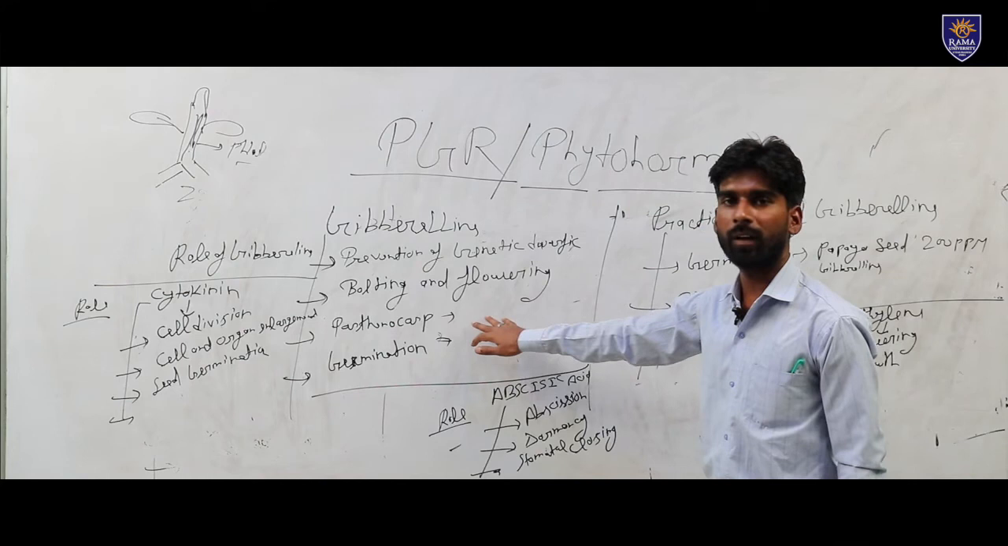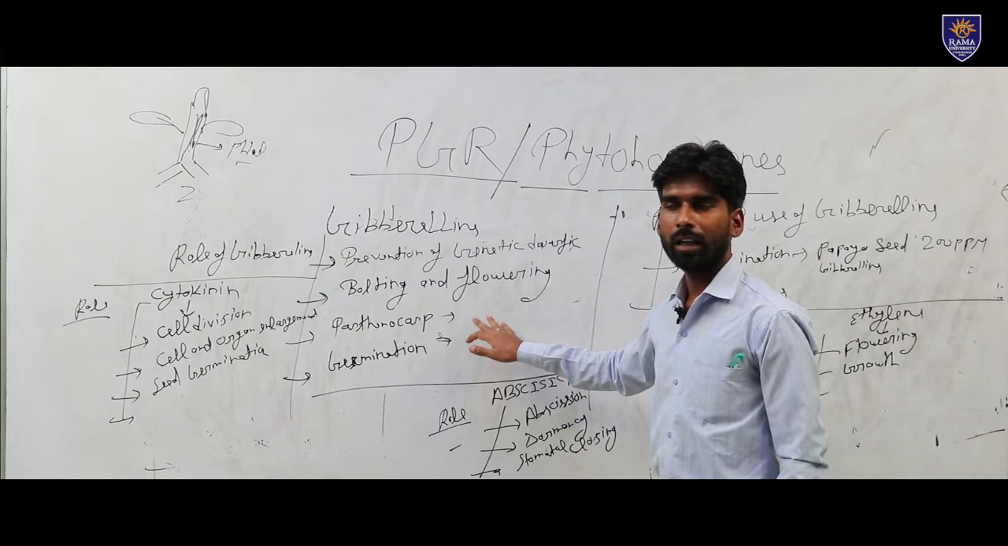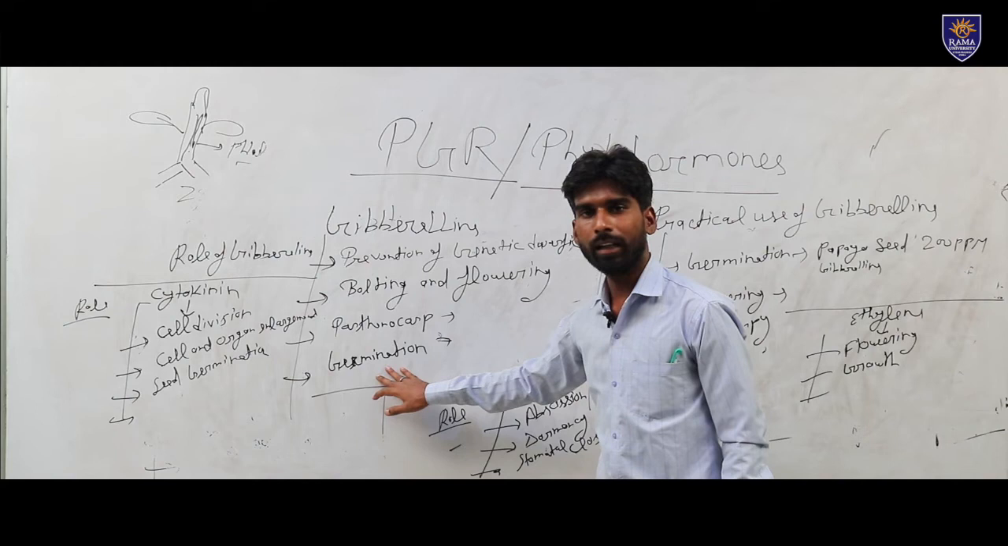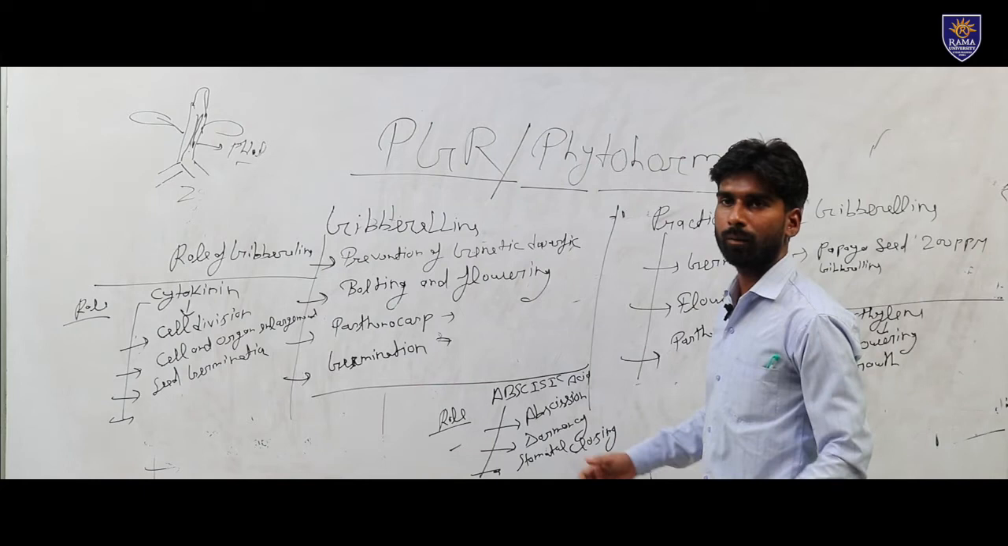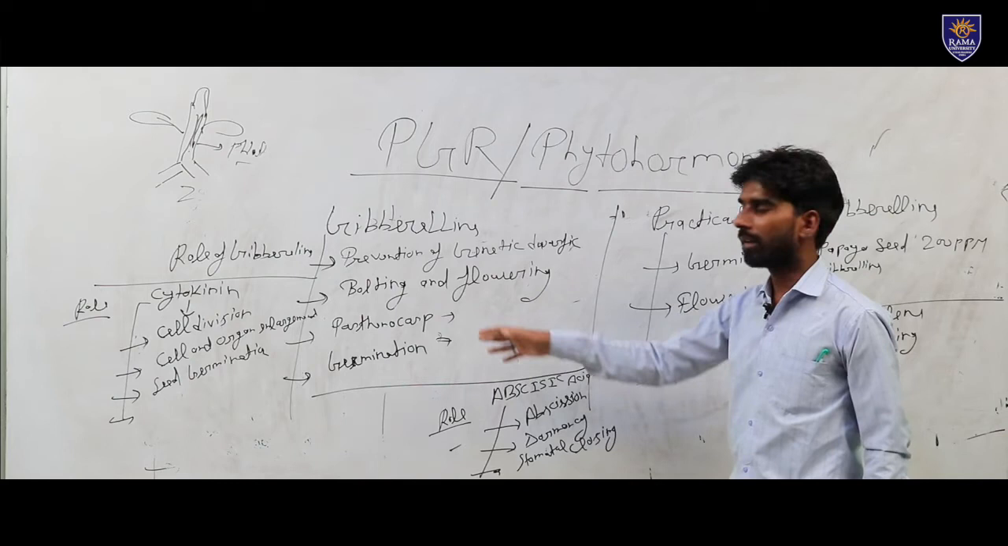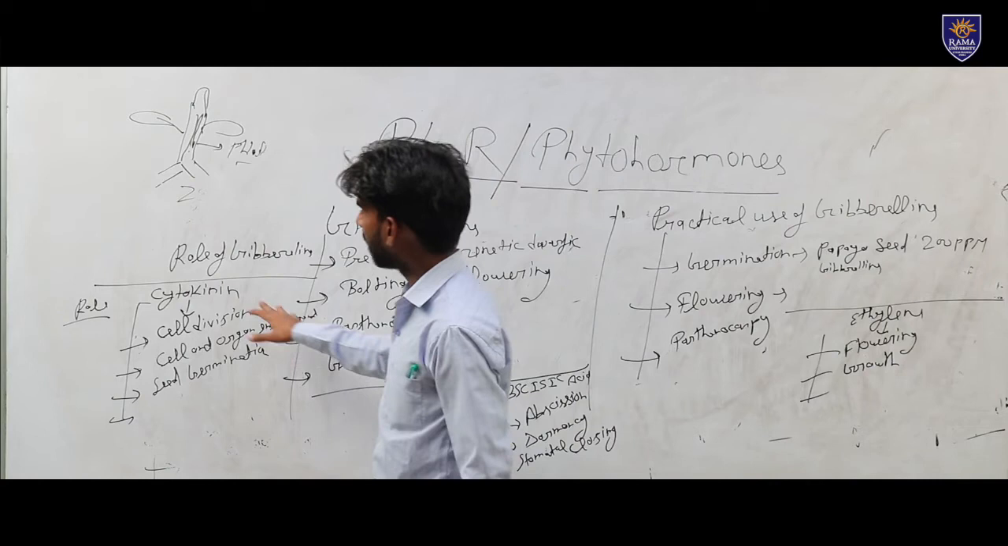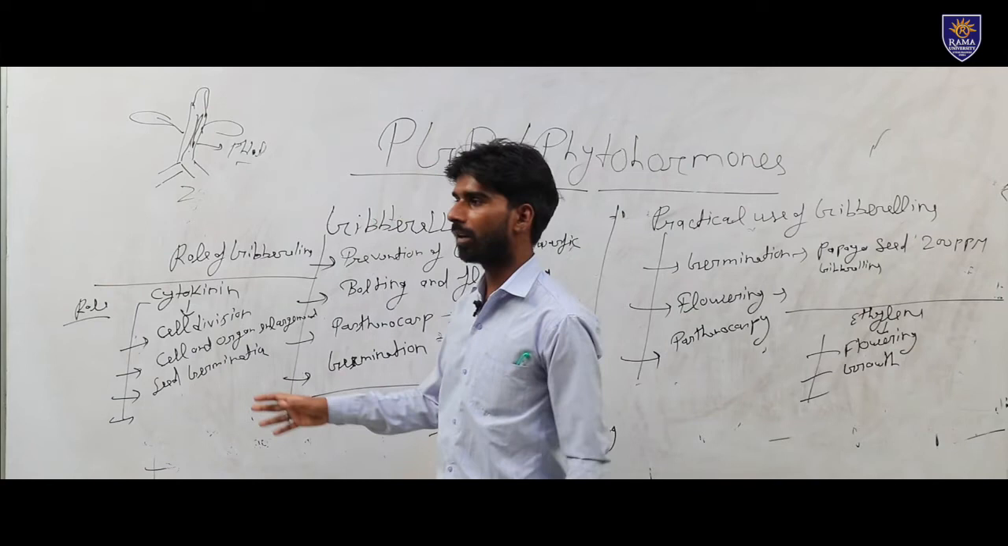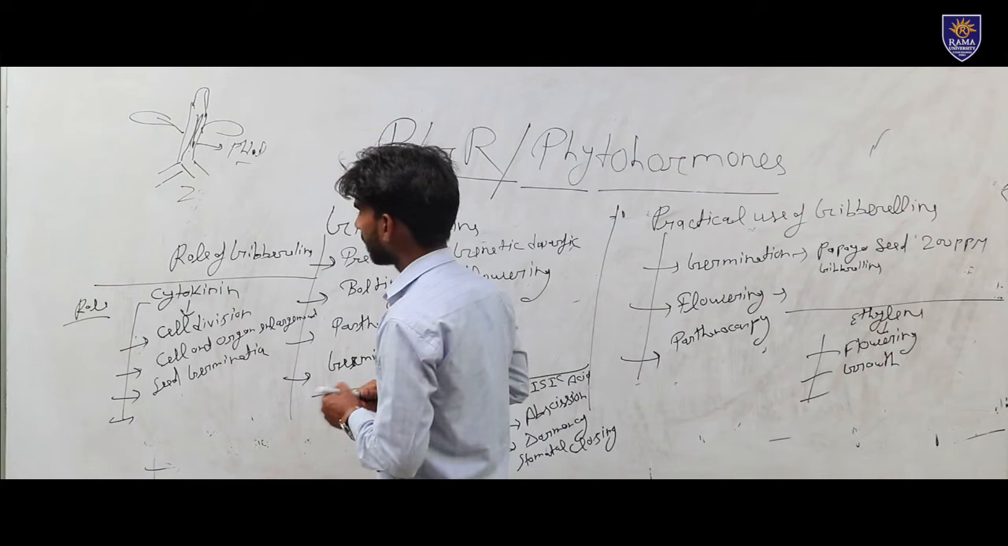Mostly we use gibberellin in grape varieties. Germination: it also helps in germination, for example of pea or different types of leguminous vegetable crops. This is the role of gibberellin. And the third important PGR is cytokinin. What is cytokinin? Cytokinin is the precursor of methionine.